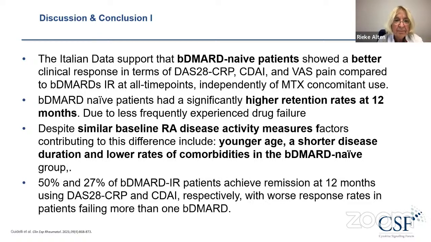So the Italian data support that BioDMARD naive patients showed a better clinical response as expected, and BioDMARD naive patients had also a significantly higher retention rate at 12 months, despite similar baseline characteristics and disease activity. In this study population, a younger age, a shorter disease duration, and lower rates of comorbidities were observed in the BioDMARD naive group. And so a higher proportion of these patients achieved remission at month 12, 50% respectively 25% of the BioDMARD population. Next, please.